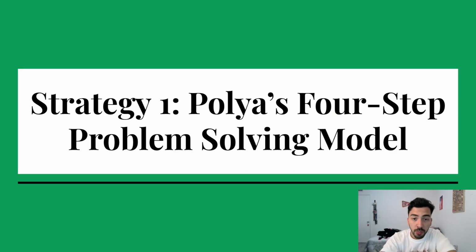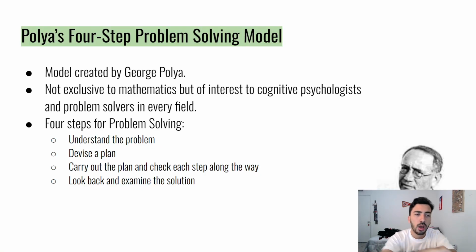So the first main strategy that I want to talk about would be Polya's four-step problem-solving model. It is a very effective model, I would say, that has been used in different fields. This model was created by George Polya. You can see the picture of this scientist right here. Like I said, this problem-solving model is not exclusive to mathematics problem solving, but also, for example, cognitive psychology and any other field that involves problem solving.